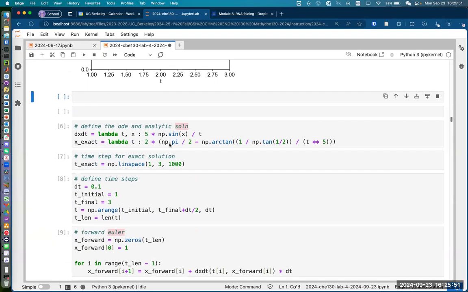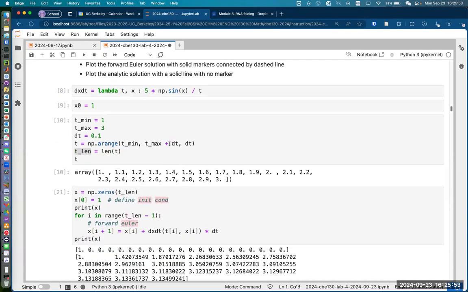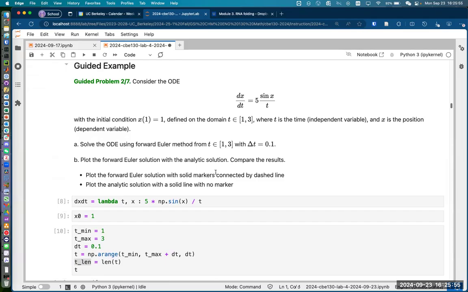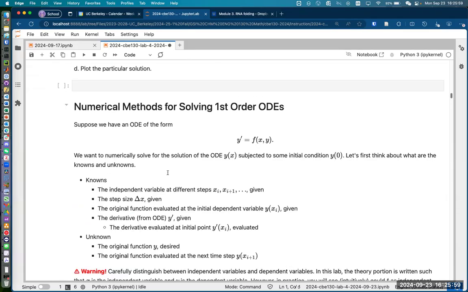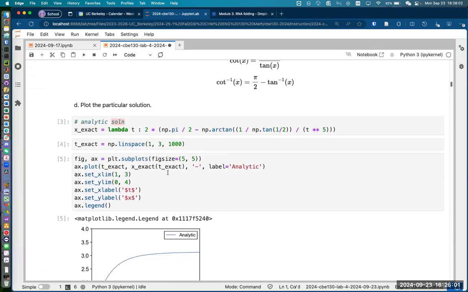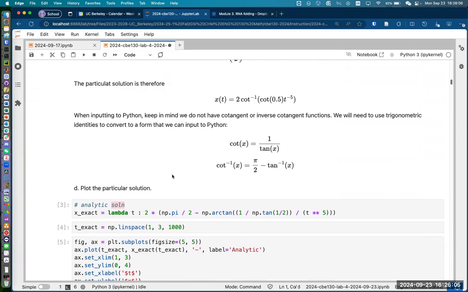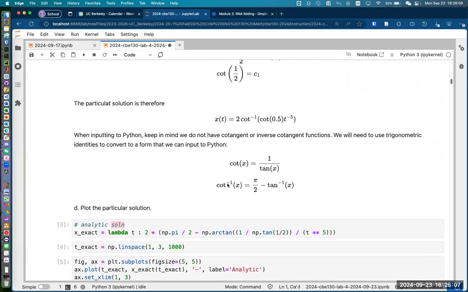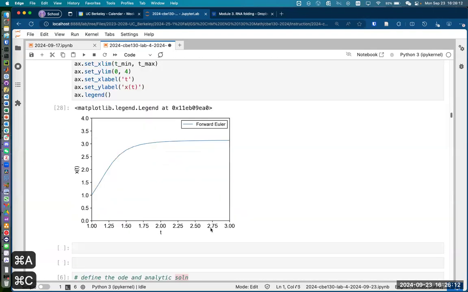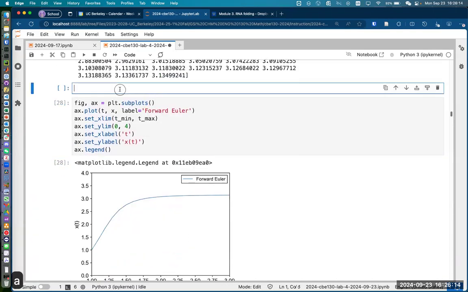So this is for Euler. And it wants us to compare the solution with the analytic solution. The analytic solution we should already get from the first guided problem. So the analytic solution is this. So we'll just copy this and then paste it in.